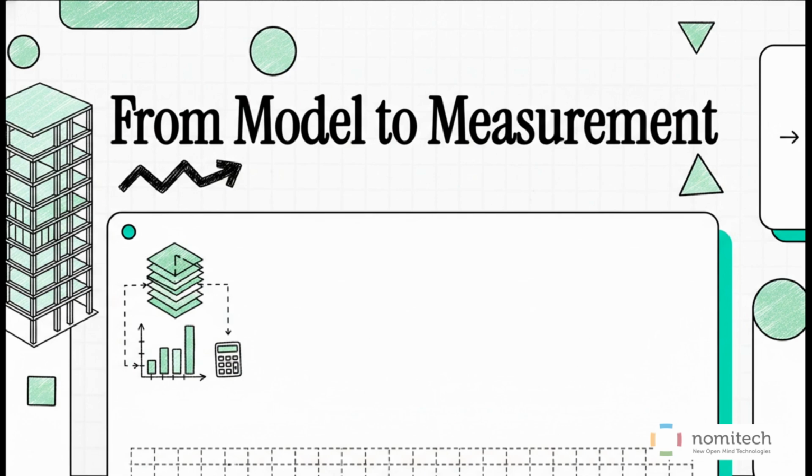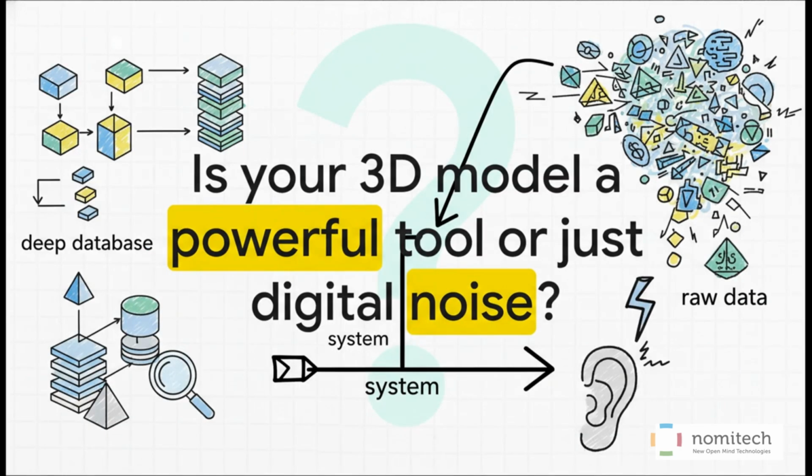Let's get into it. Every 3D model is basically a giant database, just packed with information. But if you don't have a system, all that richness can just feel like, well, a bunch of noise. The raw data is overwhelming, and it's so easy to get lost in the weeds. The real question is, how do we cut through all of that noise and find the signal?